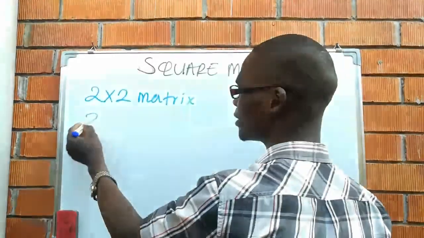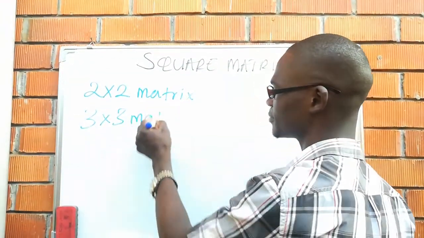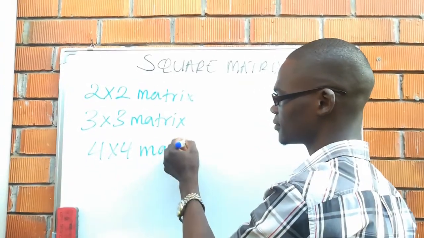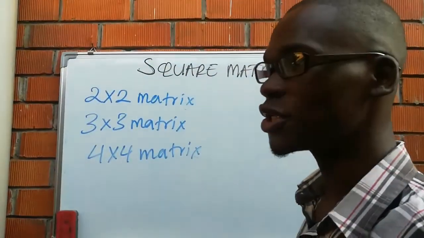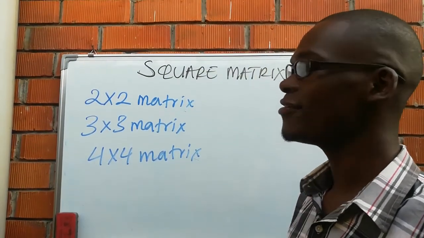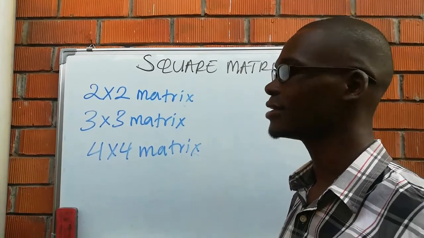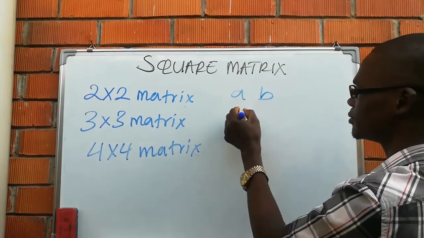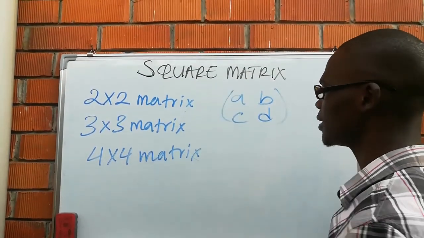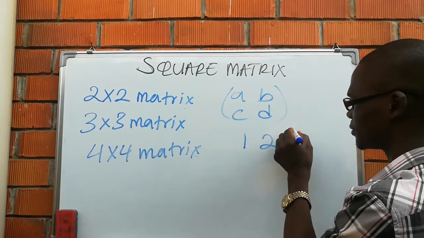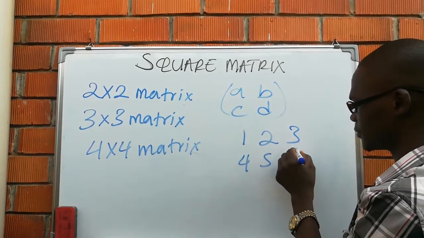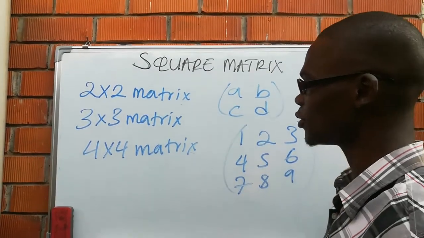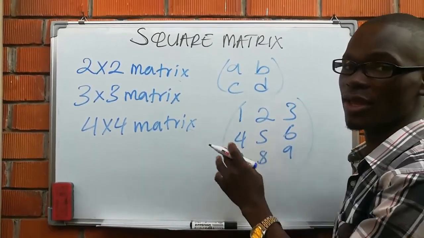We can also have a 3 by 3 matrix or a 4 by 4 matrix. These are all square matrices. Reason being, they have the same number of rows and columns. If we get one example of a 2 by 2, this is a 2 by 2, then a 3 by 3, this is a 3 by 3, and so on. So these are square matrices.